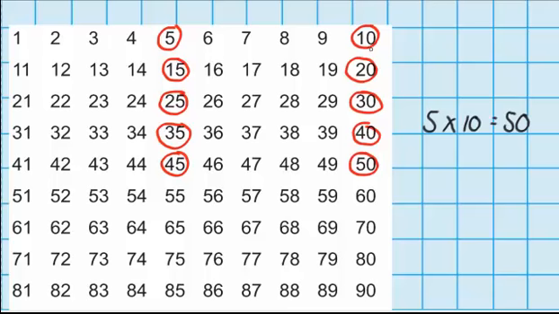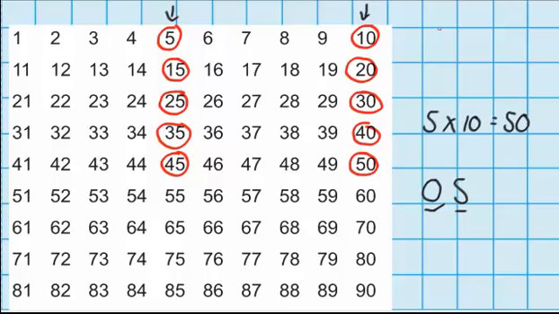So now that we've circled all our answers, you can probably spot a bit of a pattern here. All of the answers to our 5 times tables are either ending in 0, which you can see in this column here, they're all tidy numbers, or they're ending in a 5, which you can see in this column here. So when you're trying to work out the answer to your 5 times tables, you know it's either going to end in a 0 or a 5.